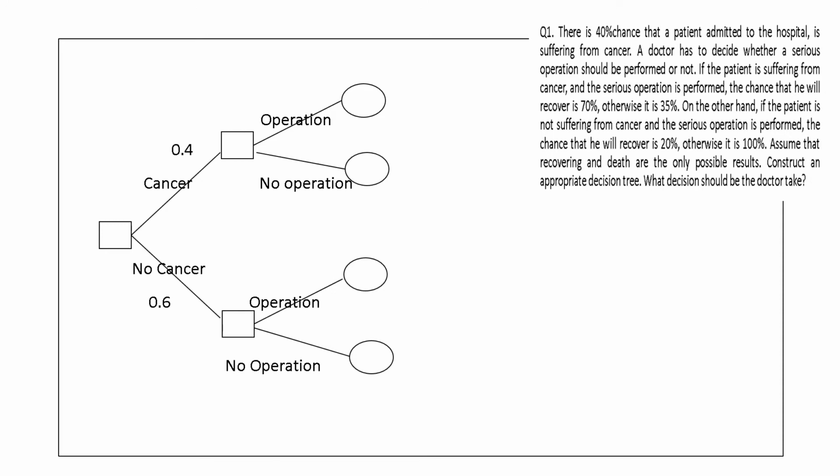Now again a decision you have to make. So we draw the rectangle, and then the doctor can prescribe operation or no operation if cancer is there. For no cancer also, operation and no operation. Cancer chance is 0.4, no cancer is 0.6. If cancer chance is there, operation prescribed, no operation prescribed. Again for no cancer, operation prescribed, no operation prescribed.